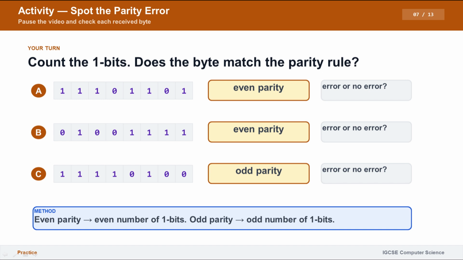Activity. Spot the parity error. Pause the video and try these 3 checks. For each byte, count the number of 1 bits. Then compare your count with the parity being used. If even parity is being used, the total should be even. If odd parity is being used, the total should be odd.